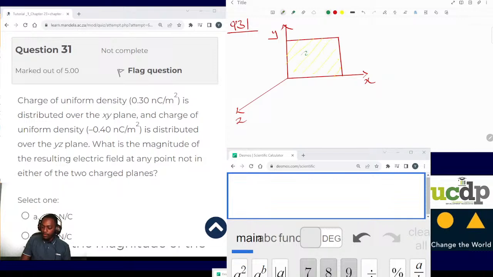And this is 0.3 nanocoulomb per square meter. Then we are also told that we've got a negative 0.4 nanocoulomb per square meter distributed over the YZ plane. So the YZ plane is this side. It's on the other side now.